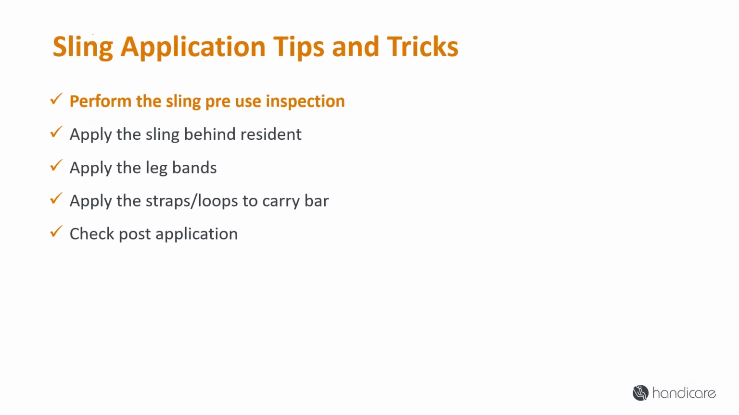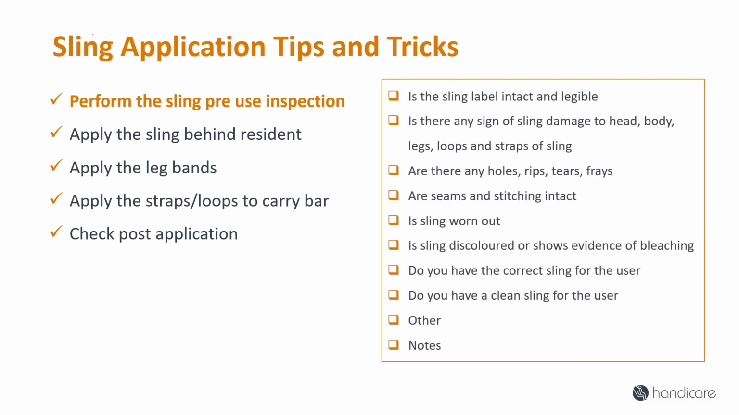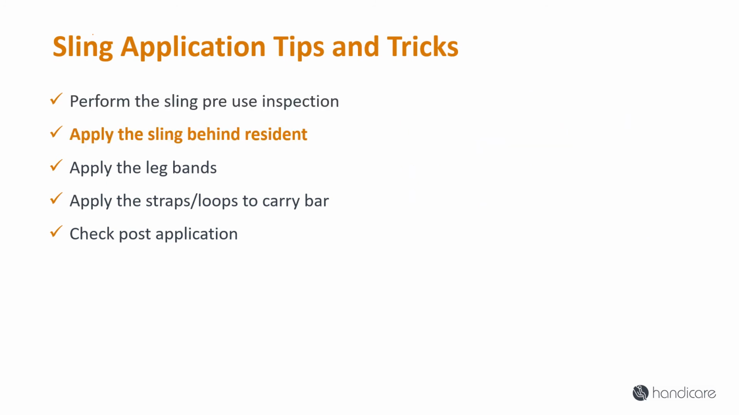To apply a sling or to teach sling application, begin by breaking down the process into 5 basic steps. Step 1, as we discussed earlier, is to perform a pre-use sling inspection. There are several ways to lean the resident forward to apply the body of the sling. Here are a few examples.